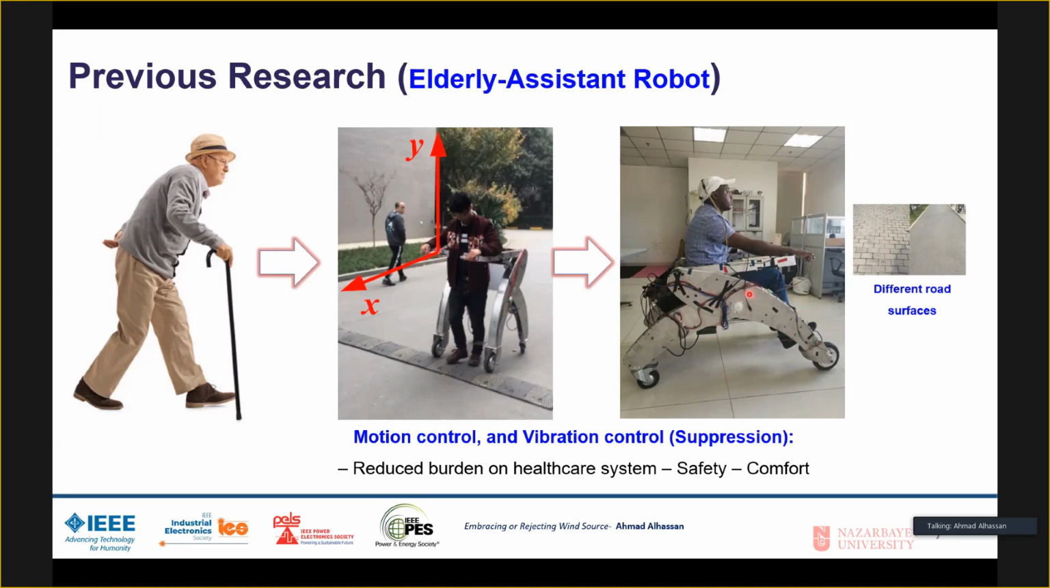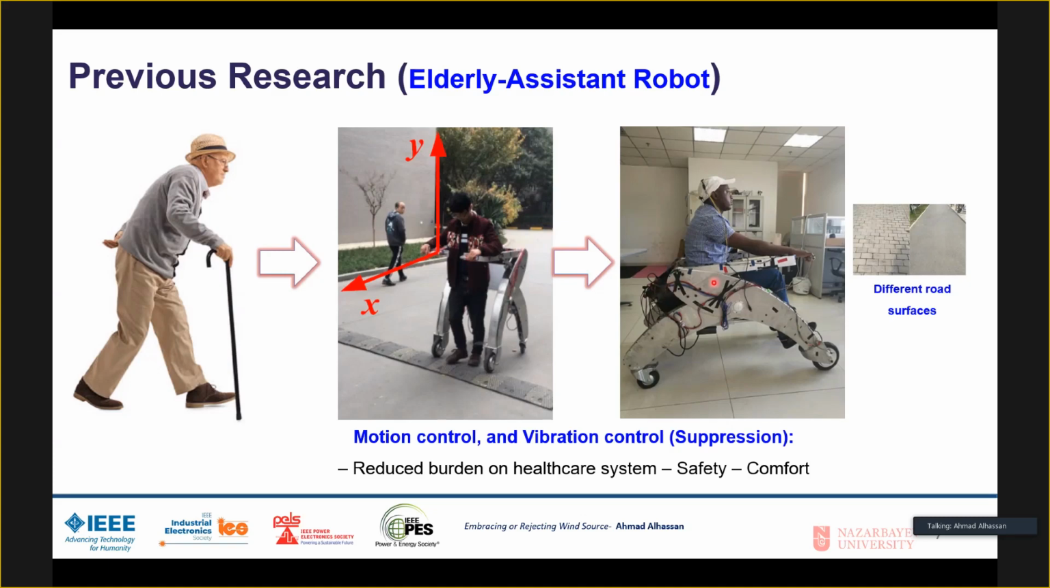The same thing here, we have many research objectives, but what I did here is the vibration control. We can see we have different types of roads. In reality, there are different types of roads. We can have asphalt, interlock, and potholes sometimes. So we try to see how the vibration affects the human, especially the ride comfort for the elder.